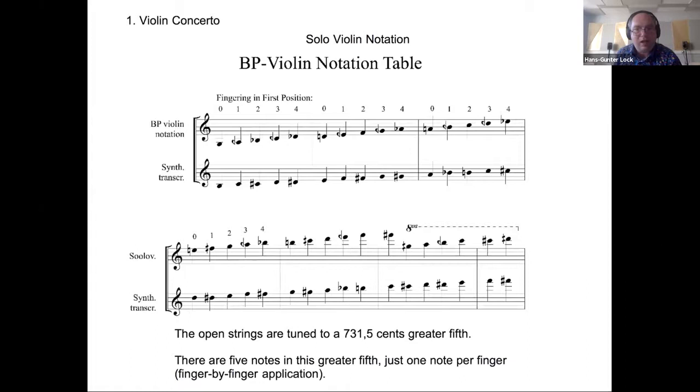And of course, for the higher positions, I was thinking in virtual open strings. So just in Bohlen-Pierce fifth higher here by the B natural, and then the F sharp here notated. But of course, what to do with the ensemble?